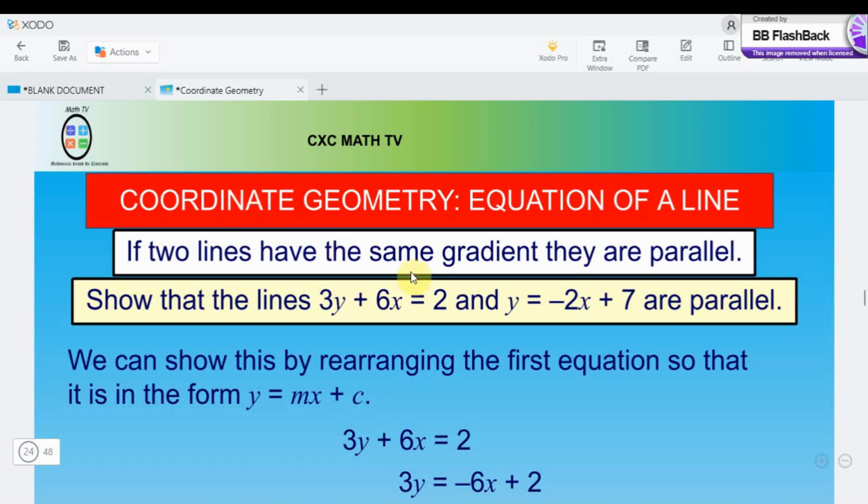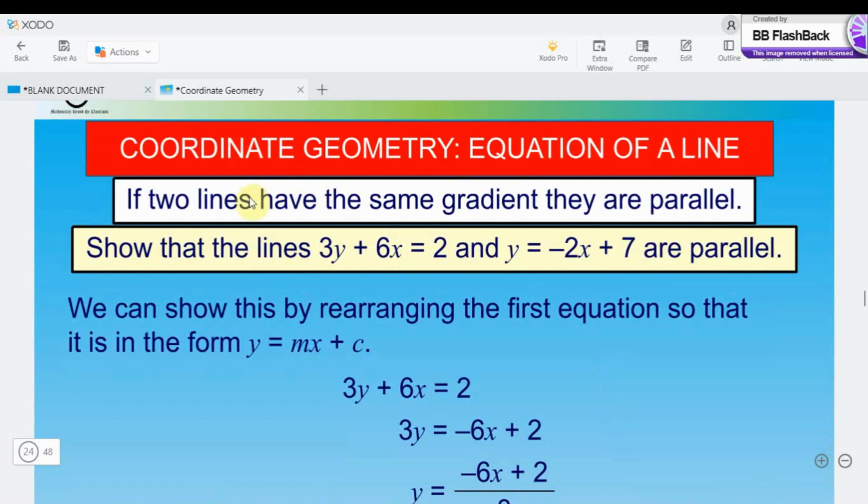Next thing to talk about is what we call parallel lines. If two lines are parallel, what happens is that they have the same gradient. Think about it, right? If you look at parallel parking, if you're traveling and you notice vehicles parked, what happened? They're going in the same direction. So this park is parallel to that park. Two lines are parallel if they're going in the same direction, and if they're going in the same direction, their gradients will be the same.